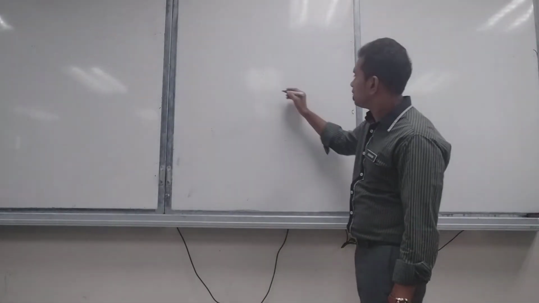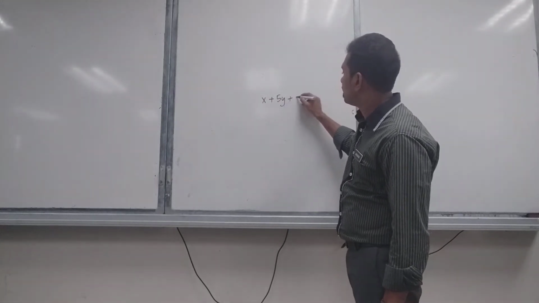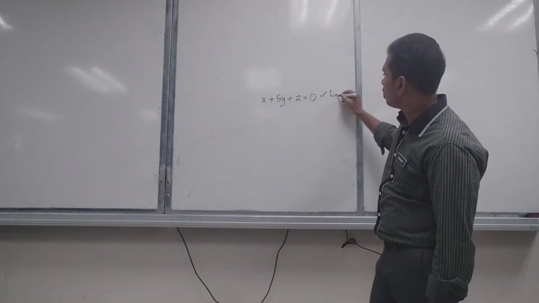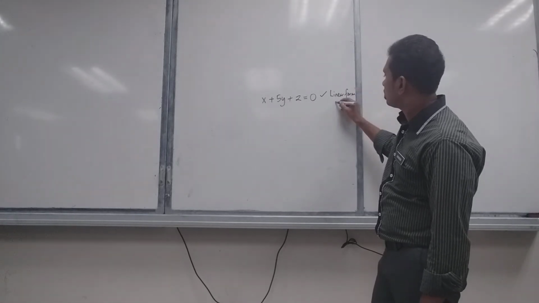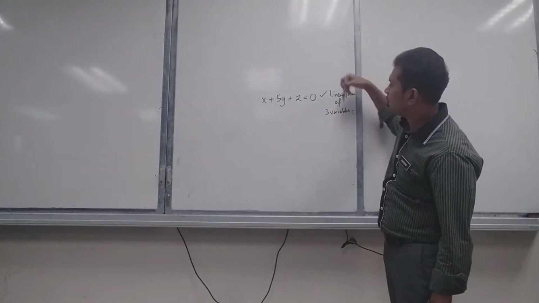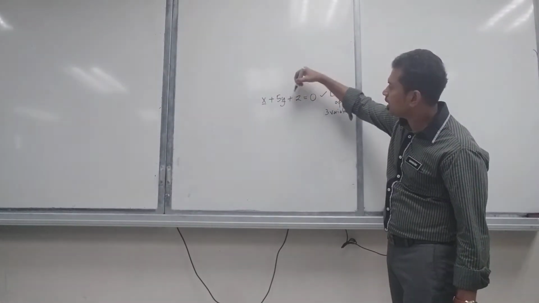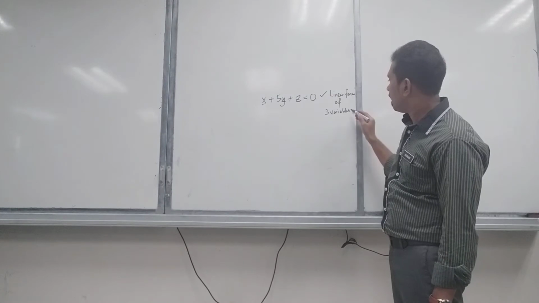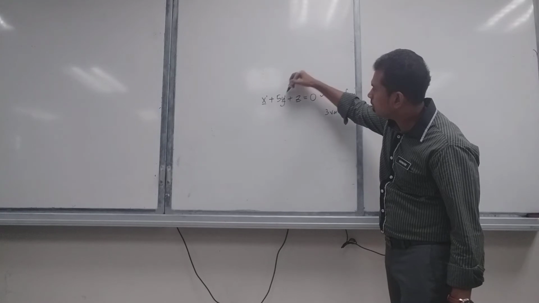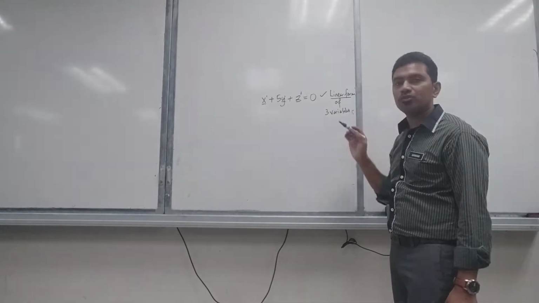x plus 5y plus z equals 0. This one is linear form of three variables, because why? We have three variables: variable x, variable y, and variable z. And the power is power 1, power 1, power 1. So this one is an example of linear form of three variables.